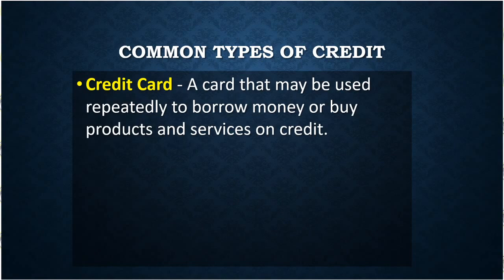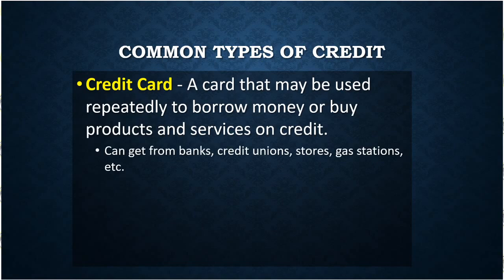With a credit card, you apply one time and get accepted. You get a certain dollar amount that you can borrow, a top level, what's called the credit limit. And then you can repeatedly borrow that money over and over and over again as long as you pay it back. You can get credit cards from banks, credit unions, savings and loans, but you can also get it from stores, gas stations, and lots of other places.